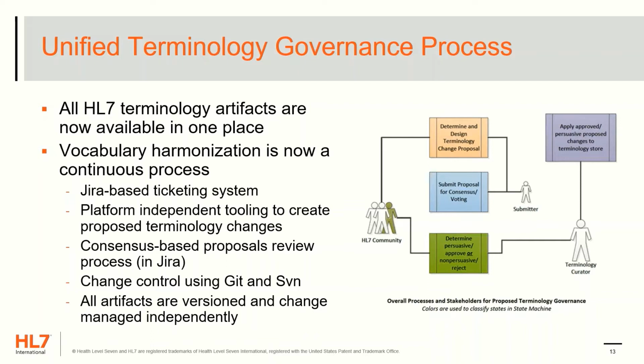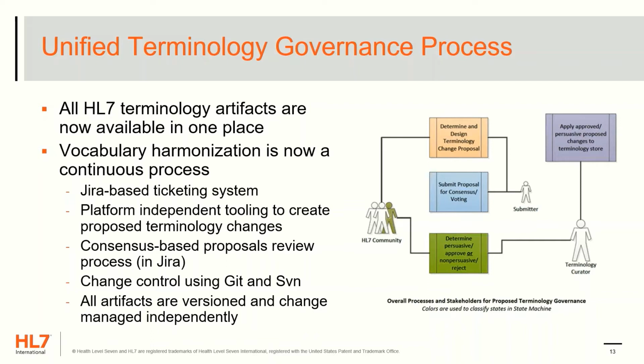Previous requests were created using Word documents, GForge tickets, and emails, so there never was any transparency or central repository to see all proposals. The UTG process uses platform-independent tooling so that the vocabulary change submitter can create the terminology changes. Changes were previously done using rich text editors, which often led to typos and errors in the content.